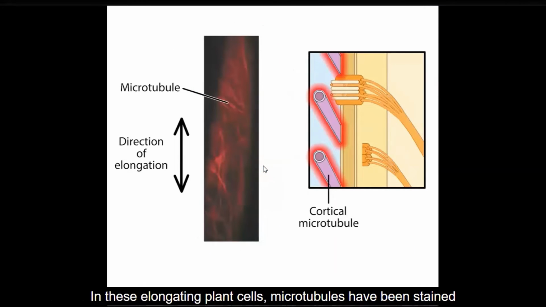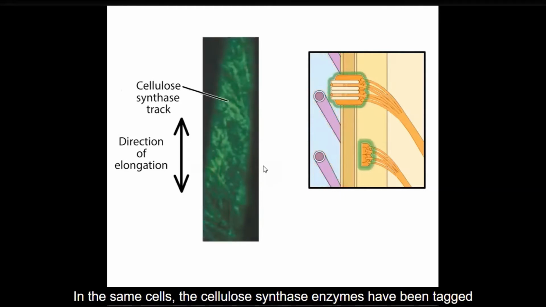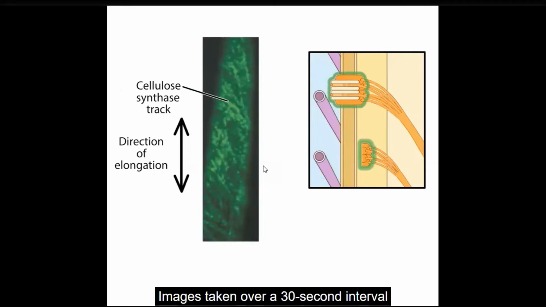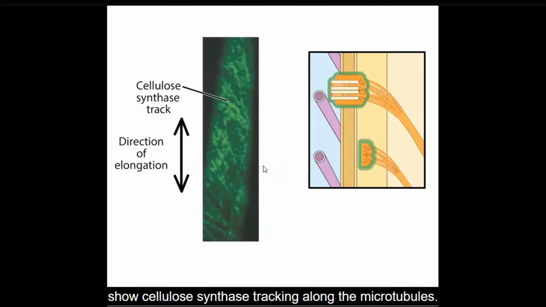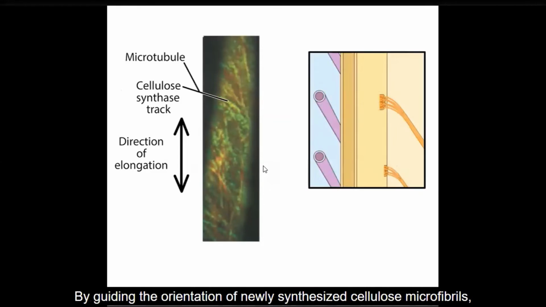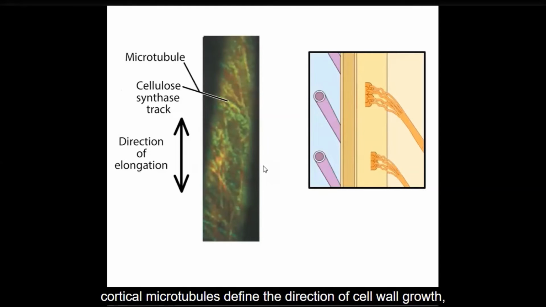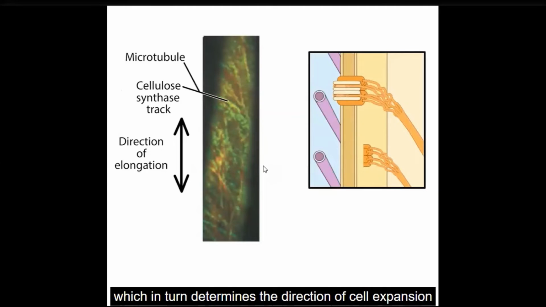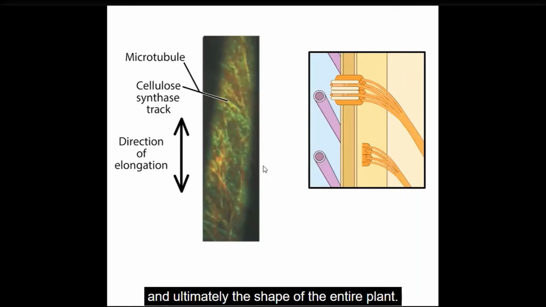In these elongating plant cells, microtubules have been stained so that they have a red fluorescence. In the same cells, the cellulose synthase enzymes have been tagged so that they fluoresce green. Images taken over a 30-second interval show cellulose synthase tracking along the microtubules. A merged image illustrates the co-localization of cellulose synthase and microtubules. By guiding the orientation of newly synthesized cellulose microfibrils, cortical microtubules define the direction of cell wall growth, which in turn determines the direction of cell expansion and ultimately the shape of the entire plant.